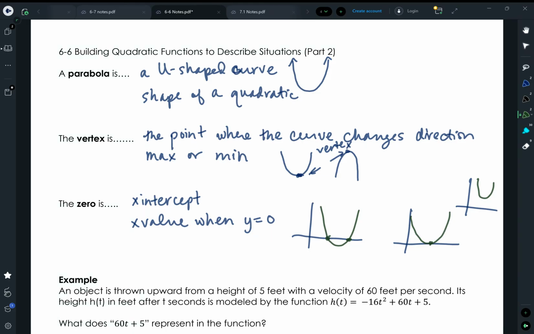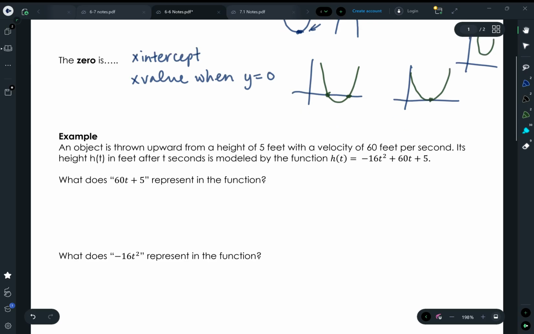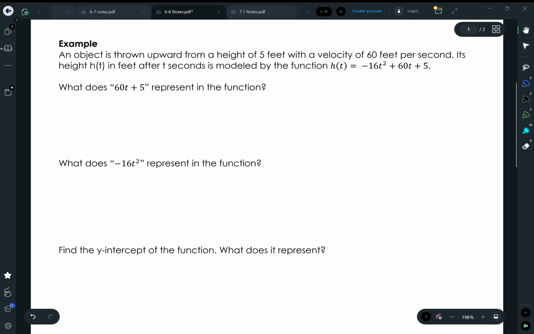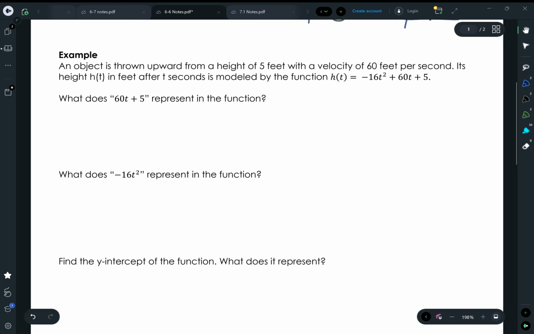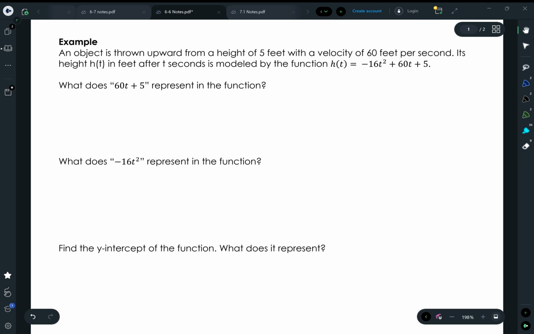So we're going to look at the example below, and this is going to relate back to the activity and the warm-up that you did today. Our example is: an object is thrown upward from a height of 5 feet with a velocity of 60 feet per second. Its height, h of t, in feet after t seconds is modeled by this function. So they're giving us this equation. And if we think about what's going on here, let me go ahead and draw a graph. It's going to be a very crude looking graph.